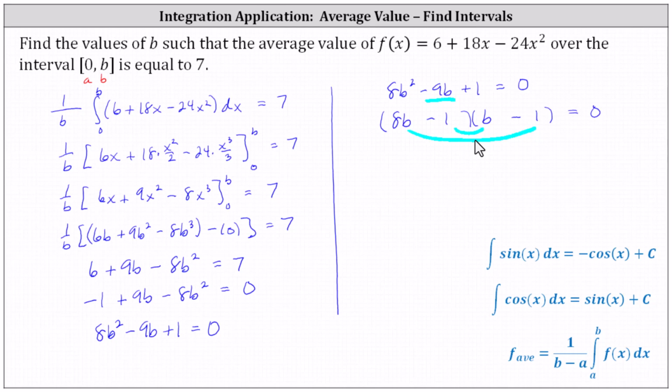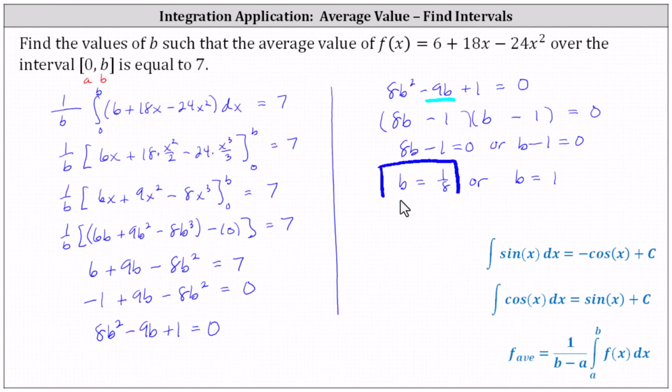This is factored correctly. The product on the left is equal to 0 when 8b minus 1 equals 0, or when b minus 1 equals 0. Solving for b, in the first equation we add 1 and divide by 8, which gives us b equals positive 1/8. Or for the second equation, adding 1 to both sides, we have b equals positive 1. So there are two values for b for which the average value of the given function is equal to 7. And those values are b equals 1/8 or b equals positive 1.